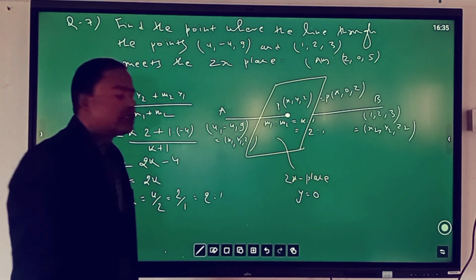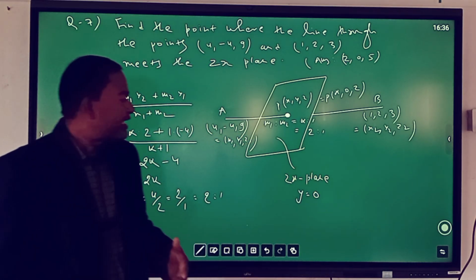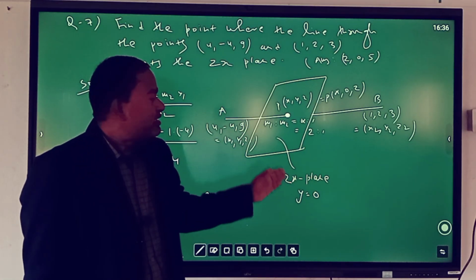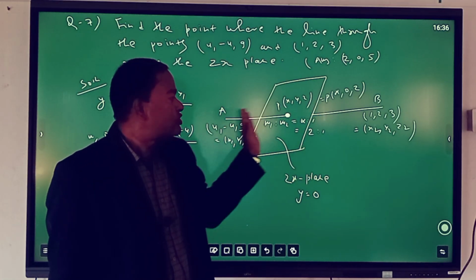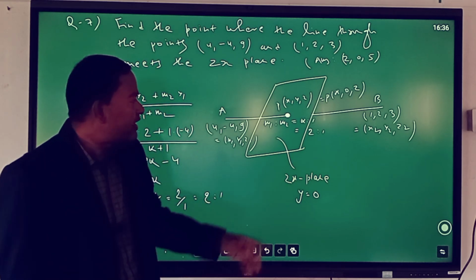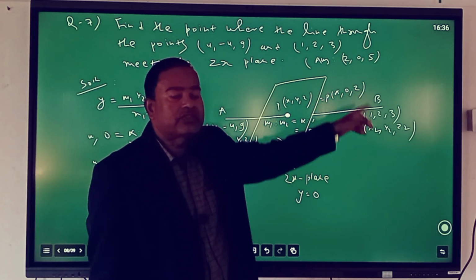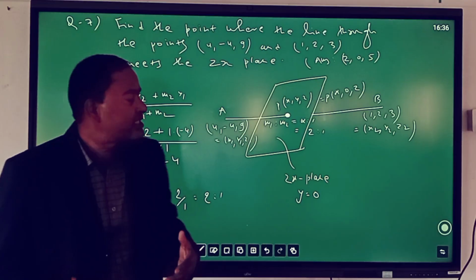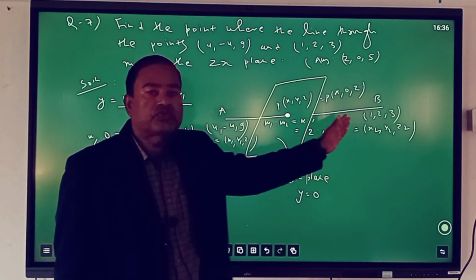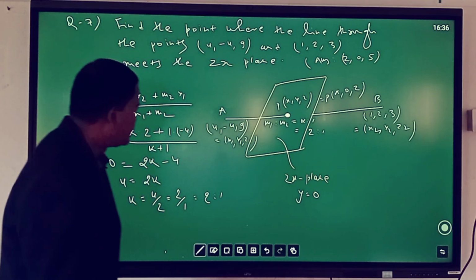So dear students, we have found that the zx plane divides the join of the given 2 points AB in the ratio of 2 is to 1. Now next we are going to find out the x and z coordinates, that means the point where the zx plane meets the join of the given 2 points.